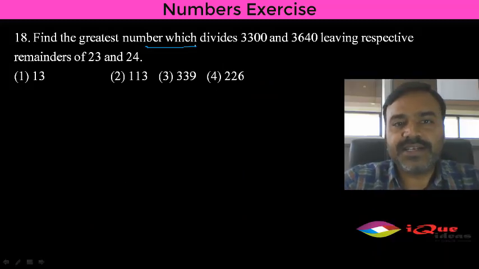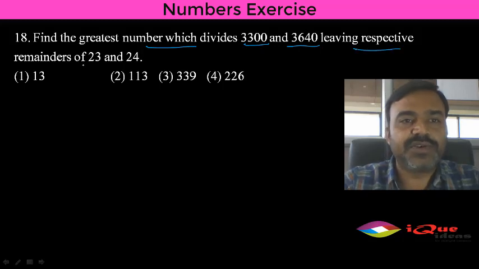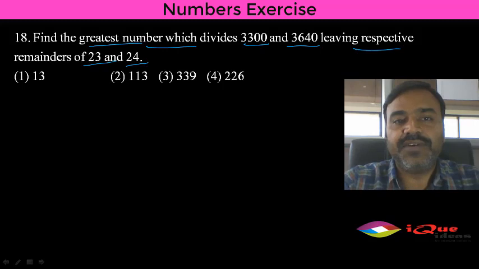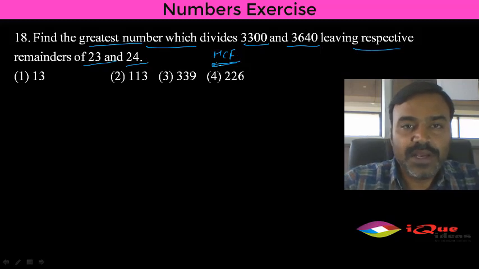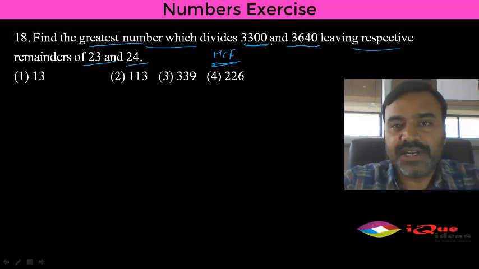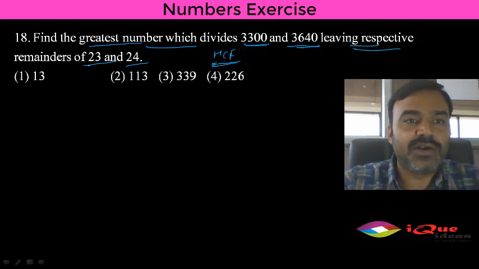Question 18: find the greatest number which divides 3300 and 3640, leaving respective remainders of 23 and 24. Find the greatest number. Now we are looking for a divisor. Divisor means HCF. Right? When we have to find divisible, that means LCM. Here we have to find the divisor. So we want the number which divides 3300 and 3640, leaving remainders 23 and 24.